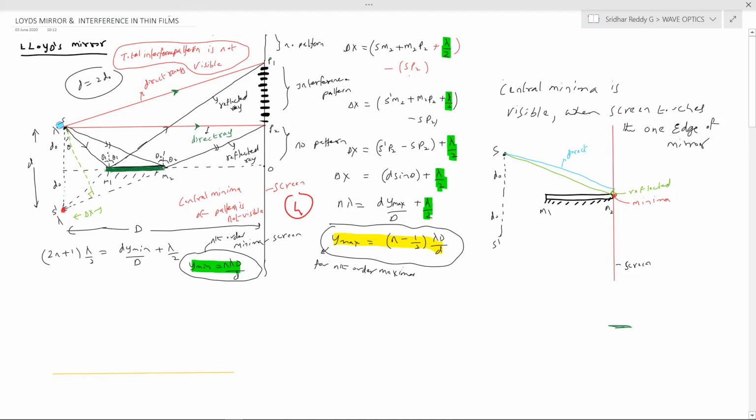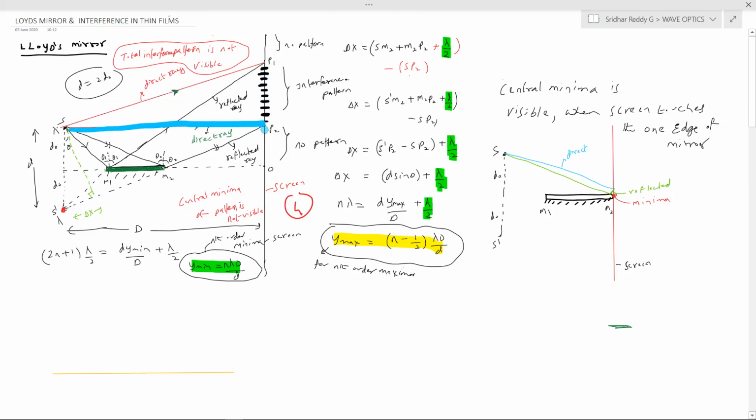Plane mirror. I'll keep here a source, a luminous point object or luminous point source. It's going to emit rays of light in all directions. Now there are two sets of rays. One, the rays emitted directly by it, will reach the screen. So these are the two direct rays.